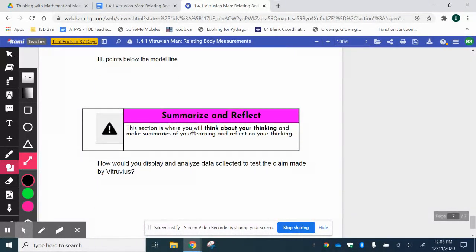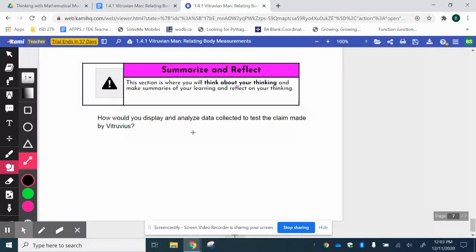Last but not least, the summarize and reflect. Based on what we did in this lesson, how would you display and analyze data collected to test the claim made by Vitruvius?